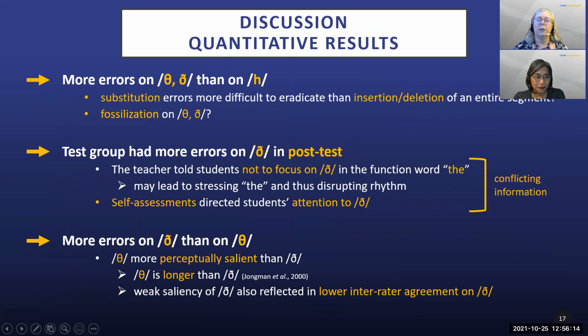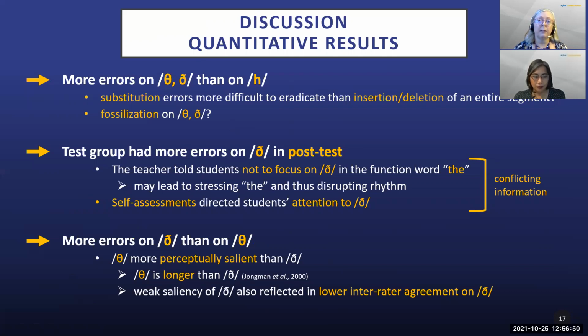Let's now look a little bit more closely at the quantitative results and the differences in error types. So first of all, we found that learners made more errors overall on TH versus H. So why might this be so? Well, for one, errors on TH involve substituting one segment for another, while errors on H involve adding or deleting an entire segment. It may be that it's easier to overcome these insertion-deletion errors than it is to overcome substitution errors. As well, we speculate that substitution errors may be more likely to fossilize.